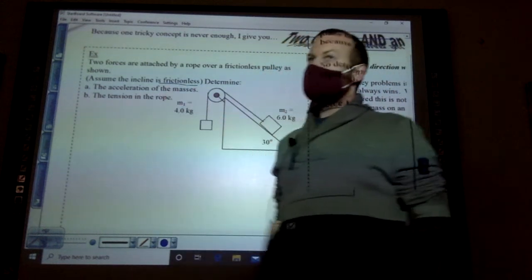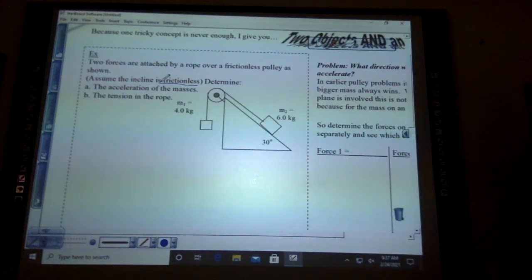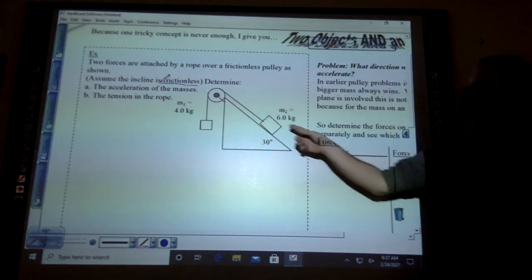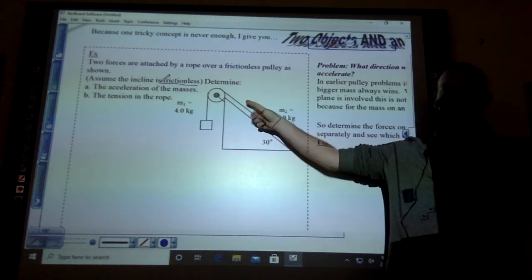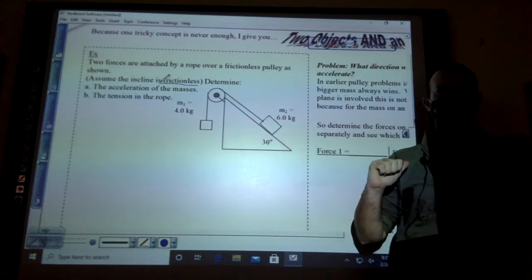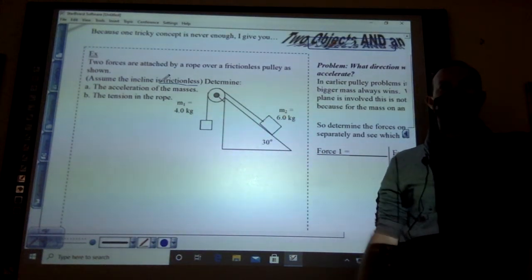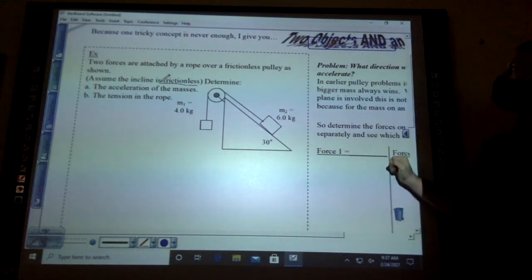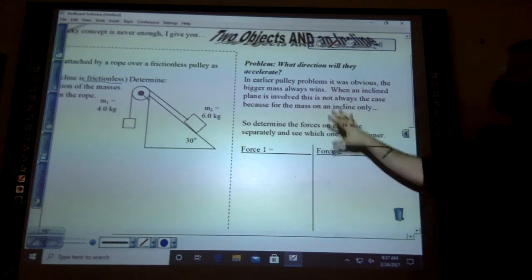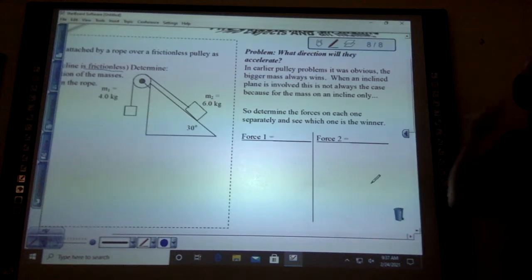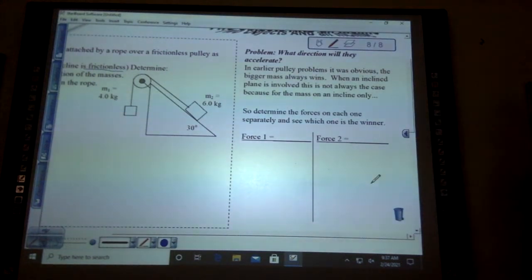This one's frictionless, so it doesn't have a huge bearing on what we're doing. However, if there is friction, I need to figure out is friction going this way or is friction going down the incline. So it all depends on what direction this is moving. You can't figure it out at this point. So this is what we first need to figure out. And once we've done that, we're going to solve it like any other tension question you saw last year.